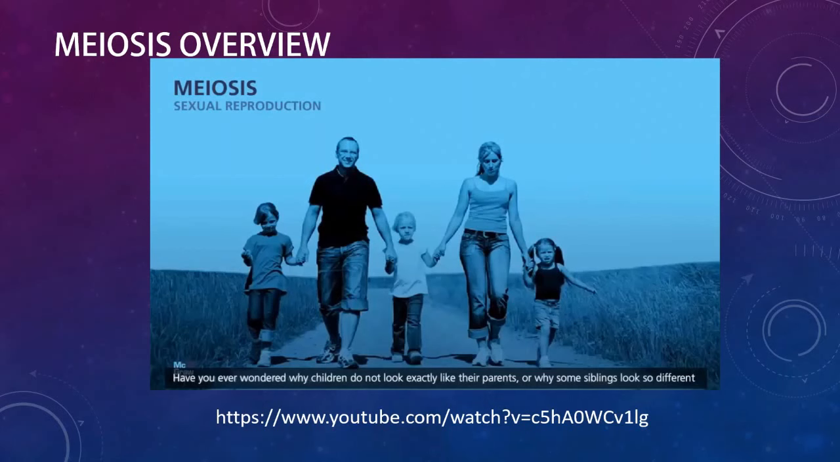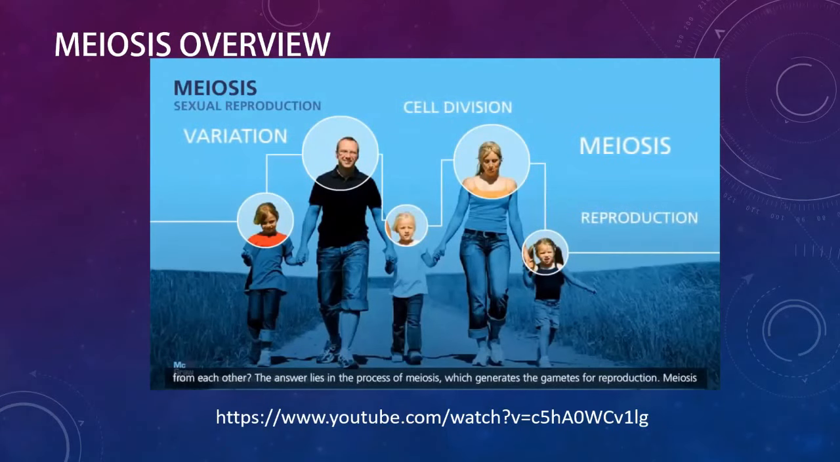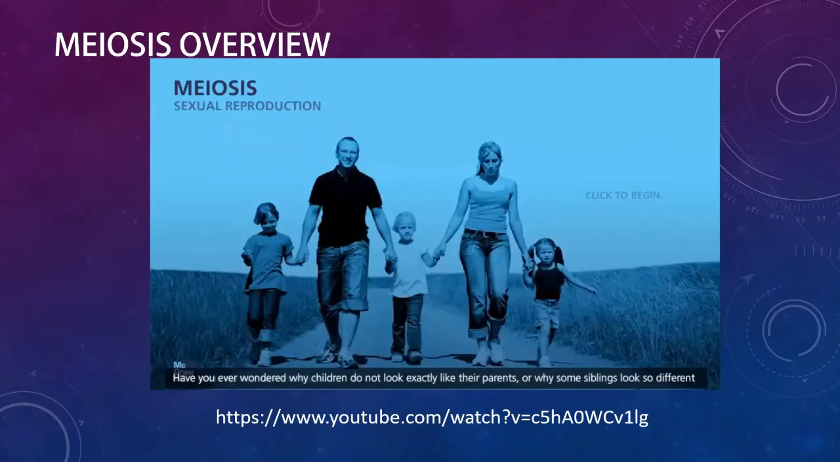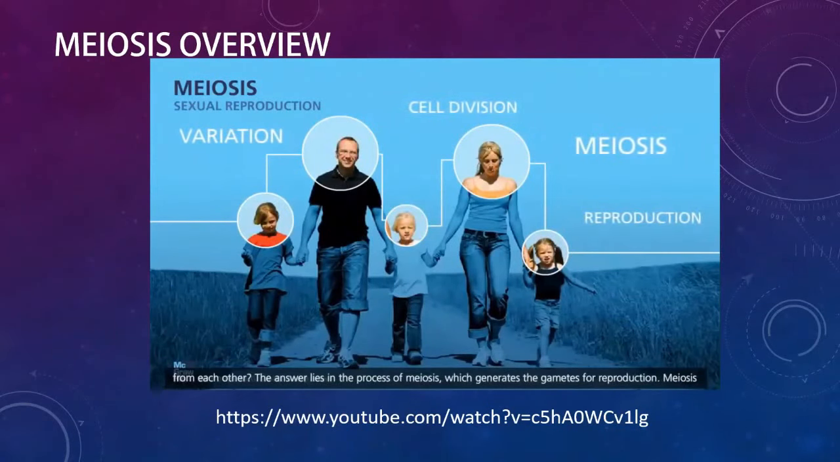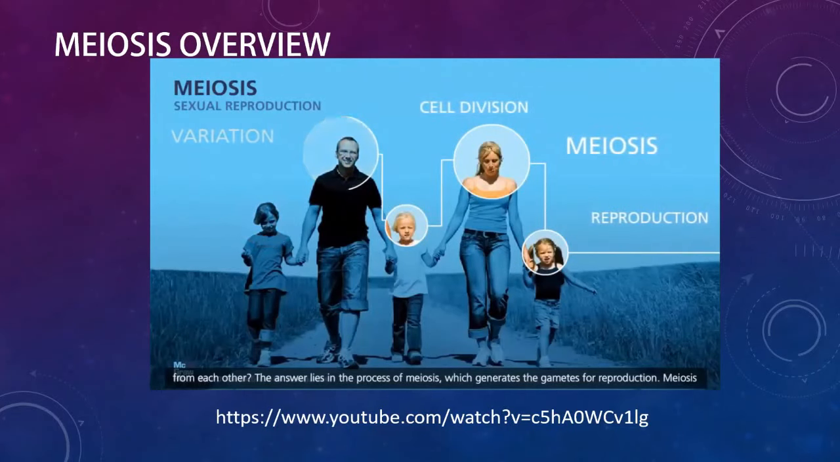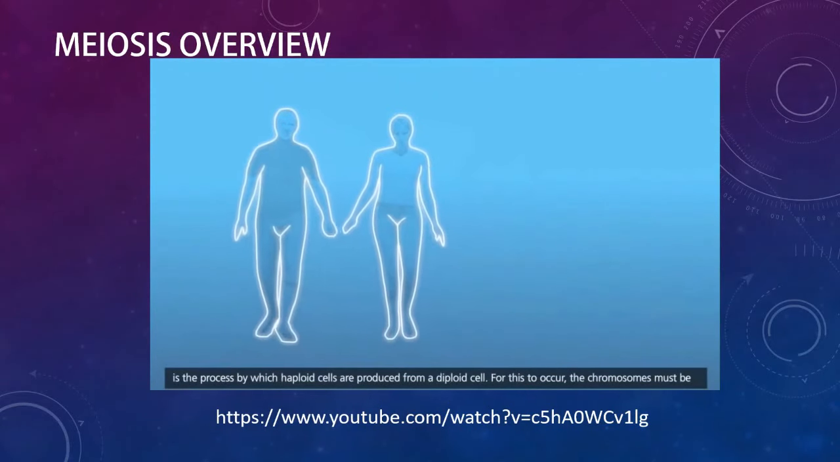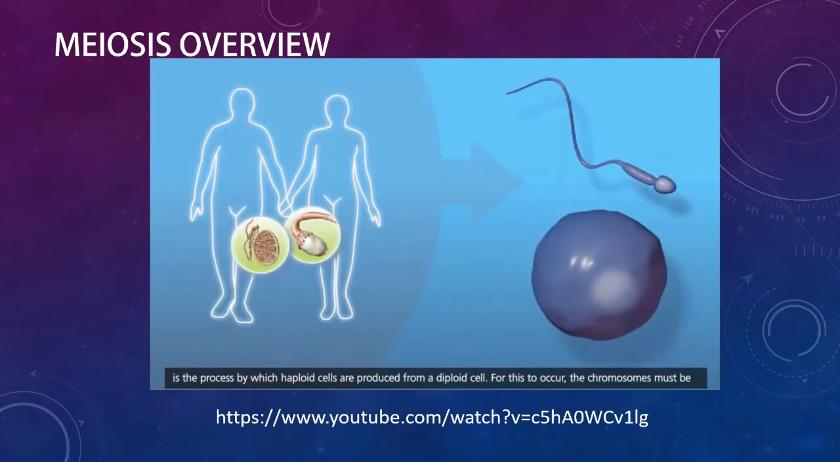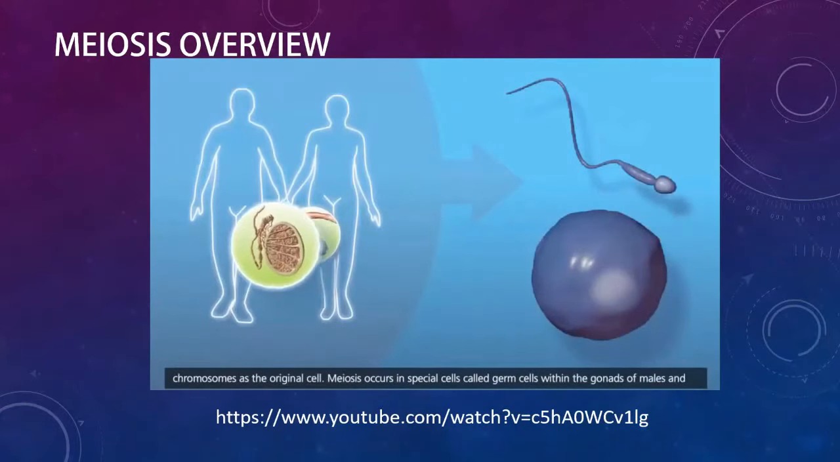Have you ever wondered why children do not look exactly like their parents, or why some siblings look so different from each other? The answer lies in the process of meiosis, which generates the gametes for reproduction. Meiosis is the process by which haploid cells are produced from a diploid cell. For this to occur, the chromosomes must be correctly sorted and distributed in a manner to create genetically unique cells with half the number of chromosomes as the original cell.